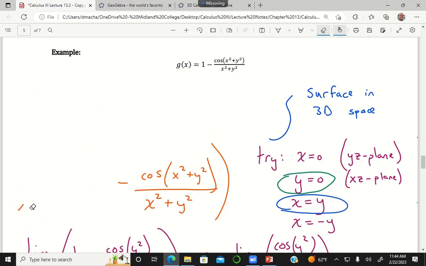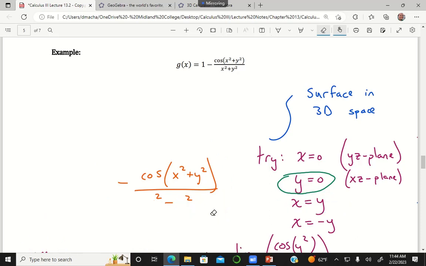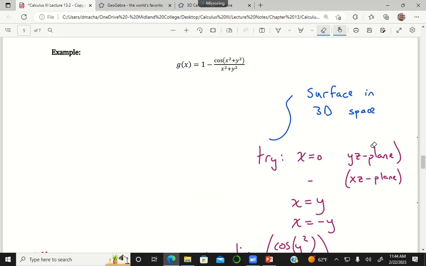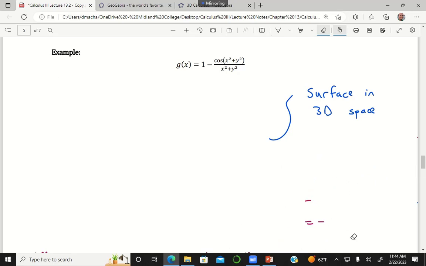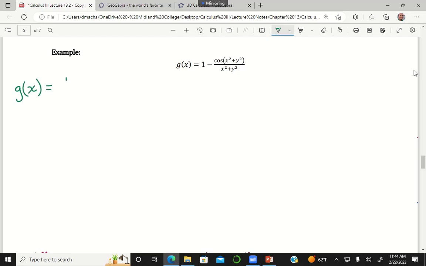One really powerful tool that we have when it comes to taking limits, especially whenever the limit is approaching the origin, and that's a lot of times what we're concerned with: if your limit is approaching the origin, it can be really good to switch to cylindrical coordinates. So, like this function, g of x equals 1 minus cosine of x squared plus y squared over x squared plus y squared.